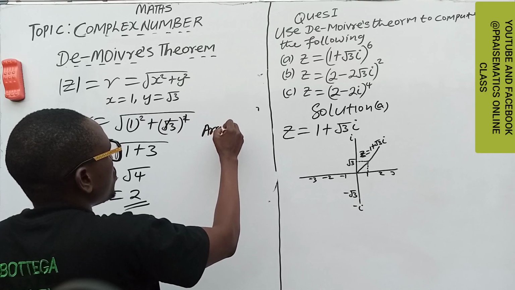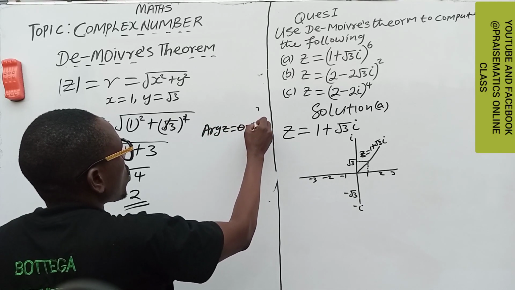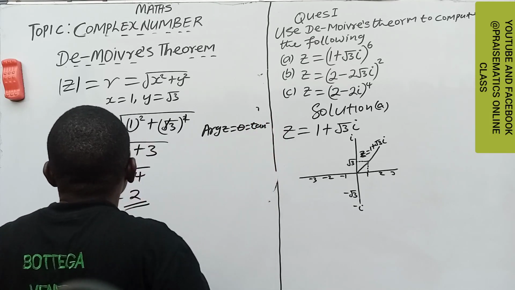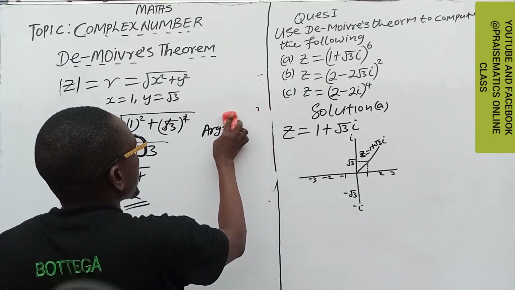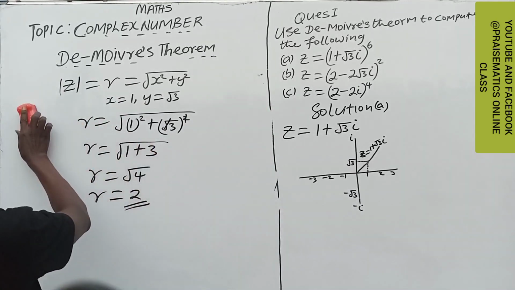arg z is equal to theta, and theta is equal to tan inverse of y over x. Let's just bring it down.